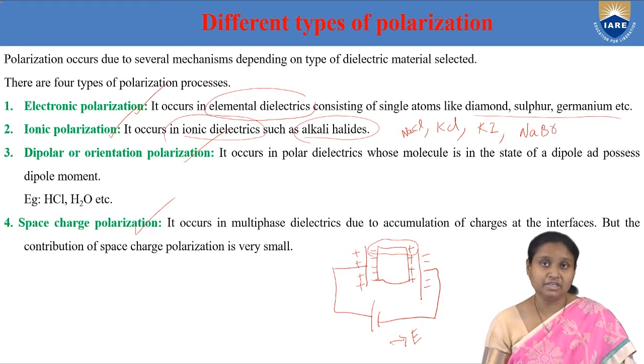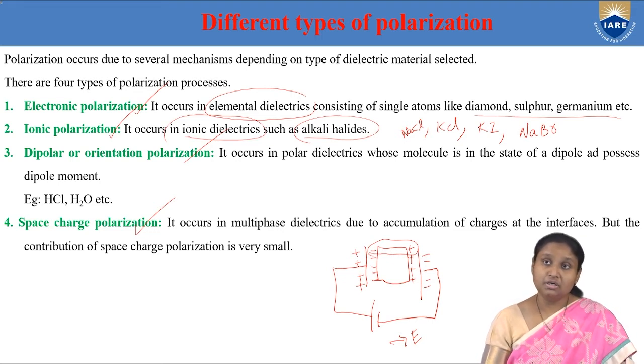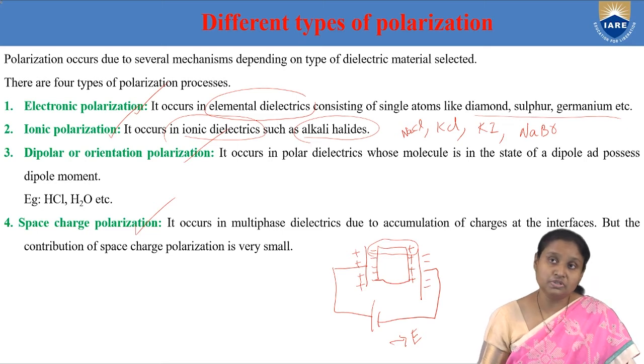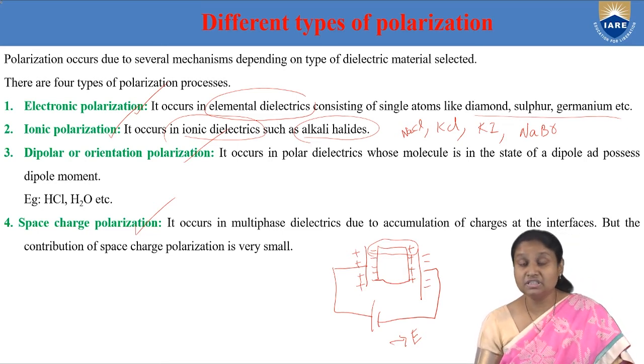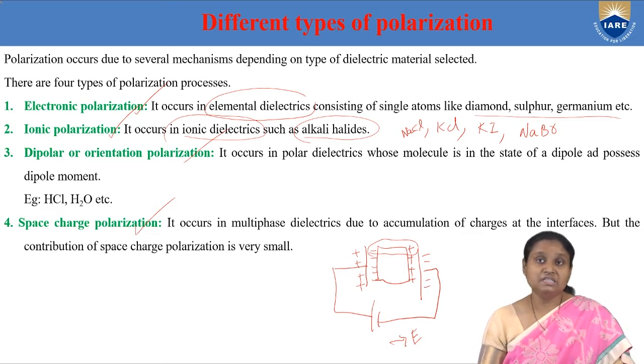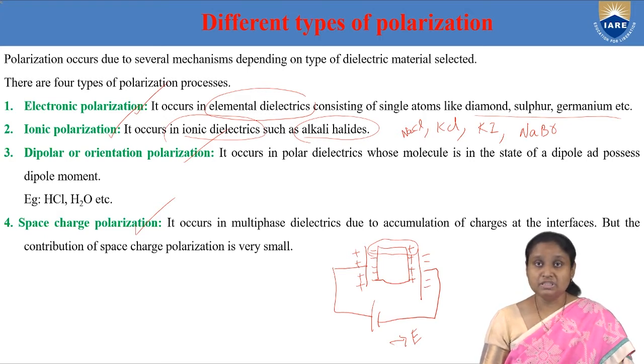So these are all examples of alkali halide materials. Generally, these are dielectrics where an ionic bond takes place between two atoms. We know that during ionic bond formation, two dissimilar atoms come together and there is a transfer of electron from the electropositive atom to the electronegative atom. The electropositive atom becomes positively charged, the electronegative atom becomes negatively charged, and because of the attraction between the two opposite charges, these ionic dielectrics form. But once we apply an external electric field, there will be separation of these ions.